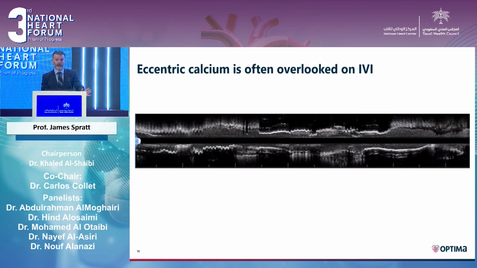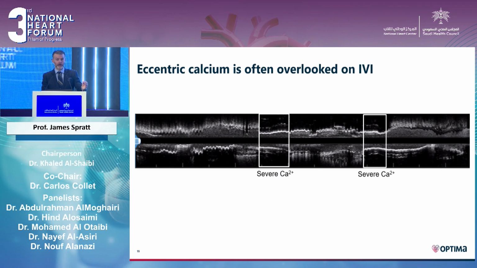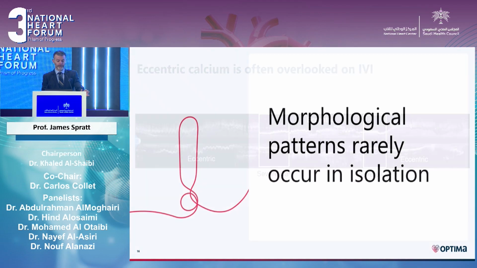Here's a similar example on IVUS, and once again, our eyes are drawn to severe concentric calcium. But if you look in the longitudinal view, where is the artery black? Because where the artery is black is a sign of reduced vascular compliance and also risk. You can see there's a lot of eccentric calcium.